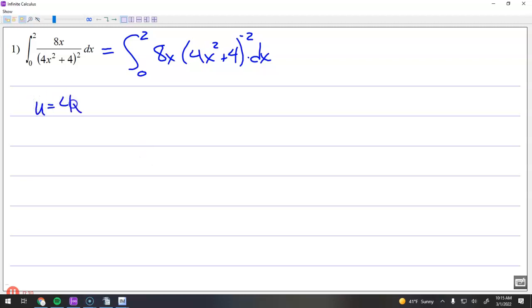U is 4x squared plus 4. The derivative of u with respect to x would be 8x. So du equals 8x times dx. So we're actually all set. We don't have to make any tweaks.